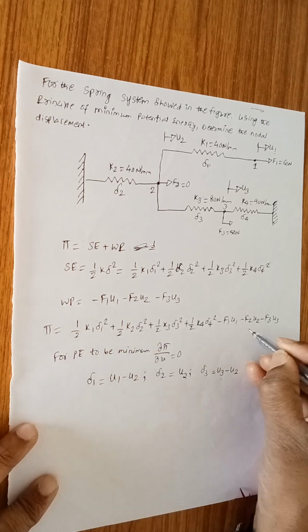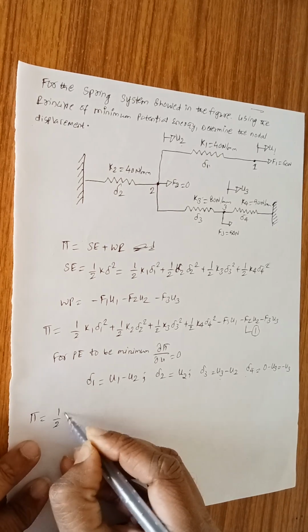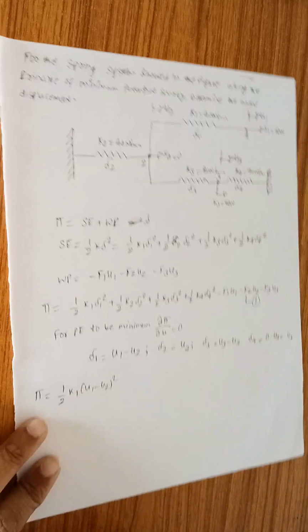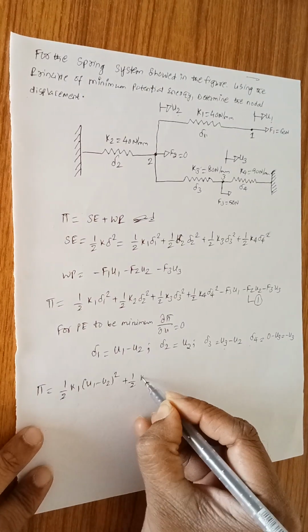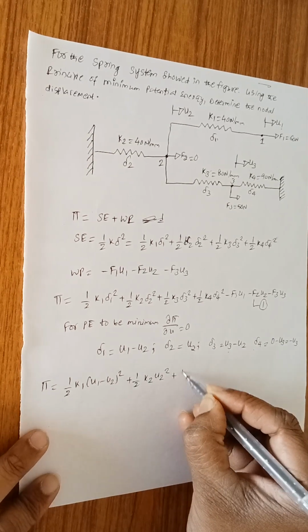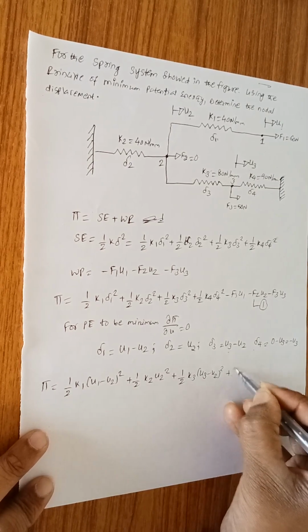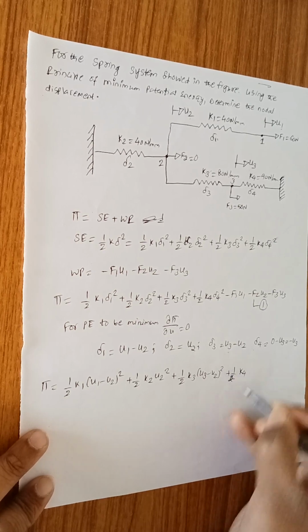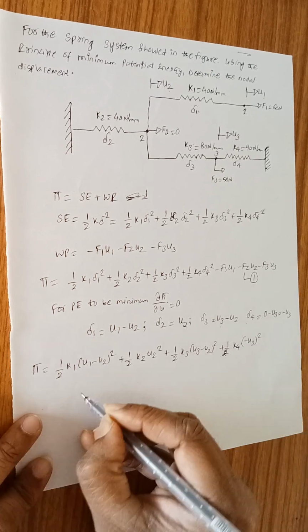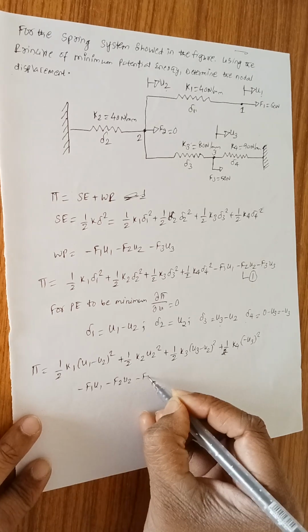So substituting all those in equation number 1, this I'll consider to be equation number 1. So after substitution, what we get is half k1, in place of delta 1 I'm going to write it as u1 minus u2 the whole square, plus half k2, in place of delta 2 square I'm going to write u2 square, plus half k3 u3 minus u2 the whole square, plus half k4, in place of delta 4 I'm going to write it as minus u3 the whole square, minus f1 u1 minus f2 u2 minus f3 u3.